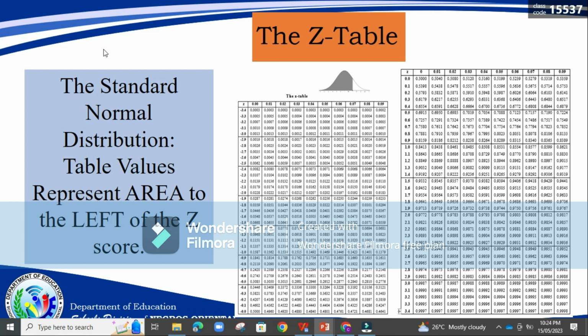So it means that the standard normal distribution table values represent the area to the left of the Z score. So this is our Z table.